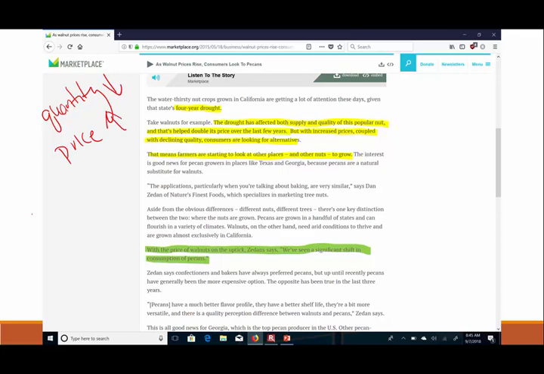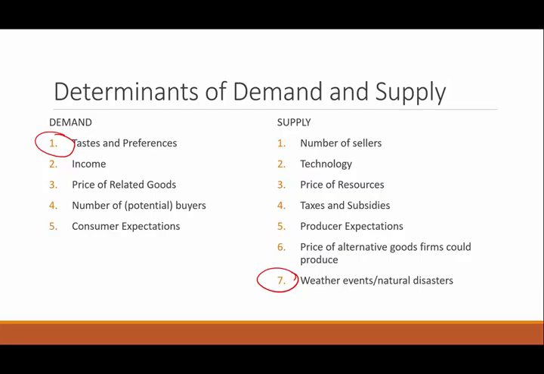So if you notice what I'm highlighting here, it's things that have to do with changes in determinants, because that's what will shift it, that's a triangle there, or things that tell us what happened to the quantity or price. We see on our next highlight that farmers are starting to look at other places and other nuts to grow. So conceivably that could affect the number of sellers.